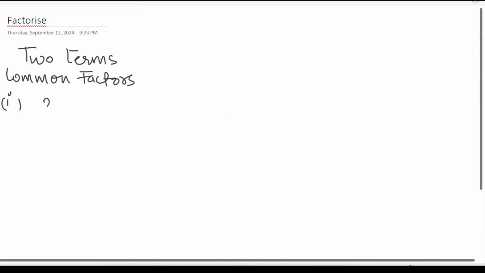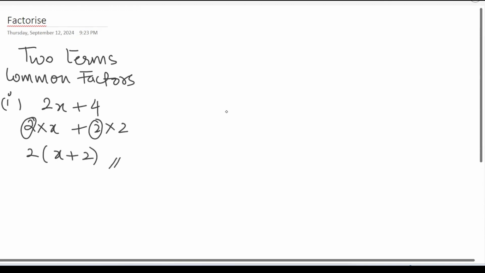I'm taking a very simple question, 2x plus 4. So these are two terms. You can take the common here, which is 2. Or you can understand it like this, 2 times x plus 2 times 2. You can see this 2 and this 2 is common. So the 2 comes out, and inside the bracket, x plus 2 remains. So we have factorized it because you can see it now has two factors, 2 times x plus 2. So this is the factorized form.